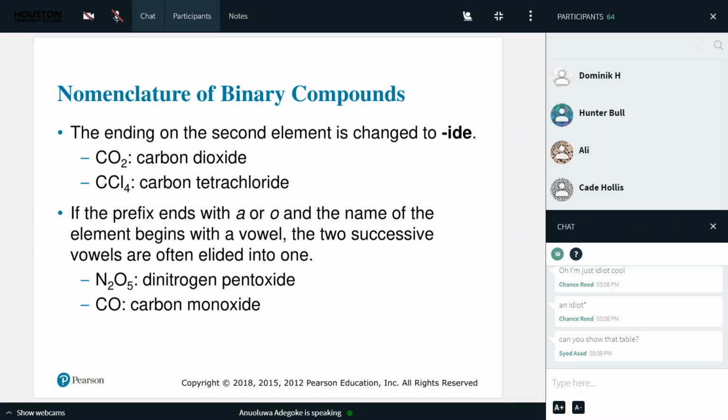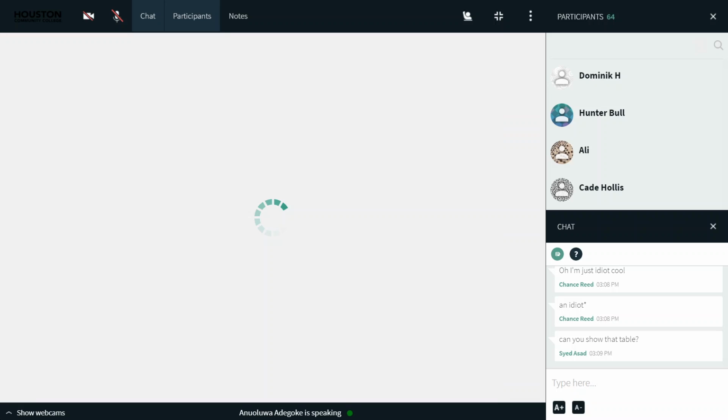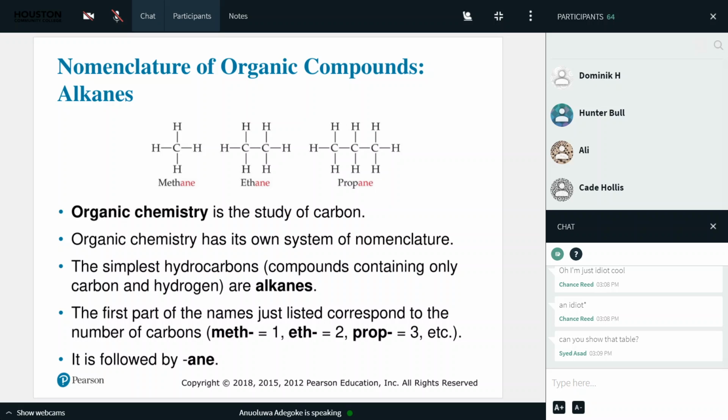So now let's just do an example. Okay, so here is called carbon dioxide. This is carbon tetrachloride. This is dinitrogen pentoxide. This is carbon monoxide.